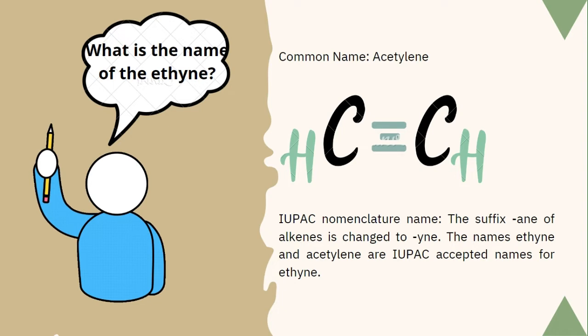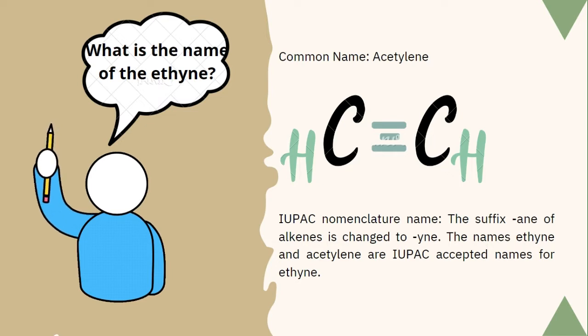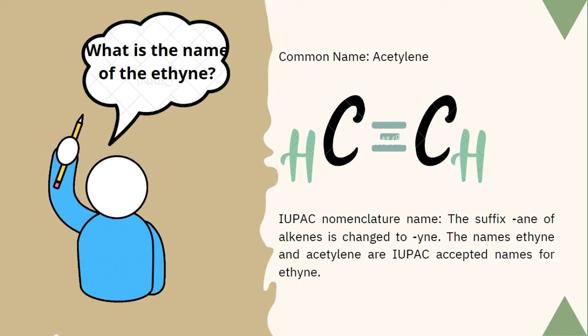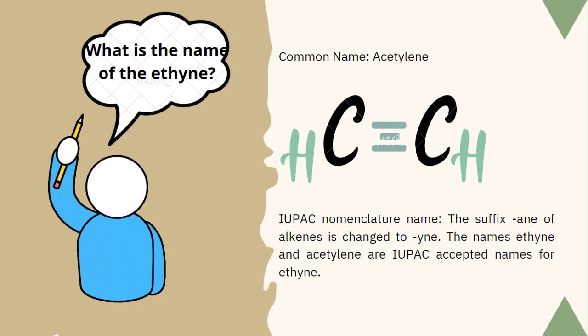What is the name of ethyne? The common name is acetylene. In IUPAC nomenclature, the suffix "ane" of alkanes is changed to "yne". The names ethyne and acetylene are IUPAC accepted names for this molecule.